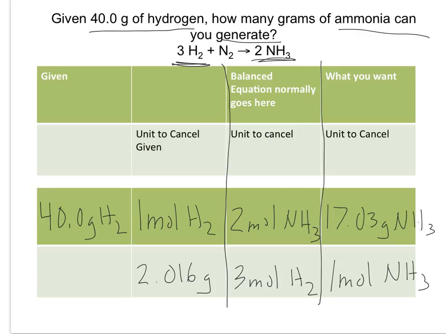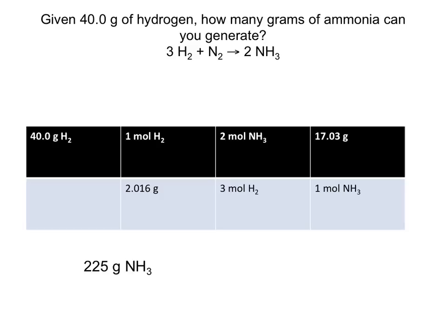So I'm going to take 40.0 grams divided by 2.016 times 2 divided by 3 times 17. And that'll give me the answer, which is going to be 225 grams of ammonia. Here is the more formalized computer version of that.